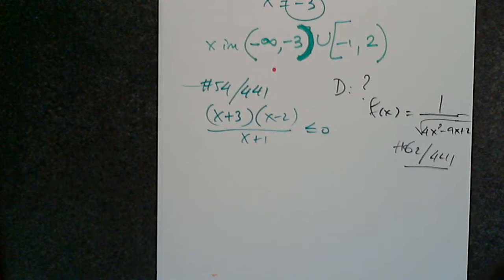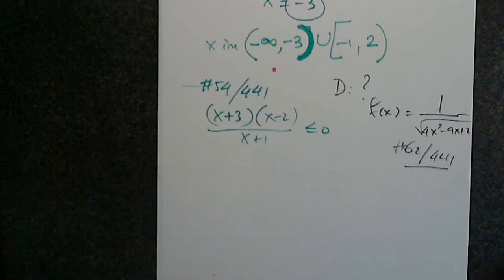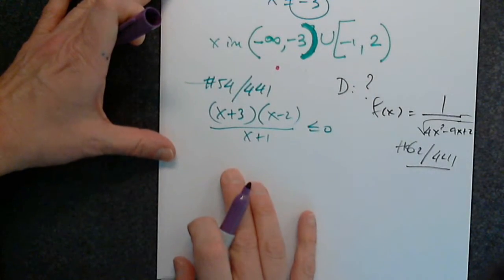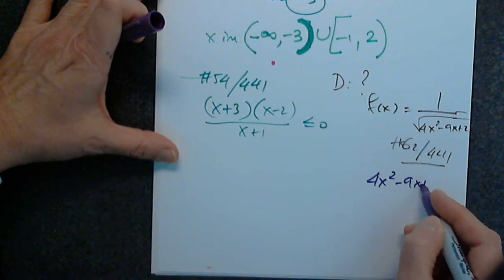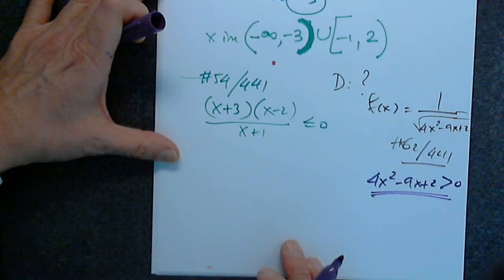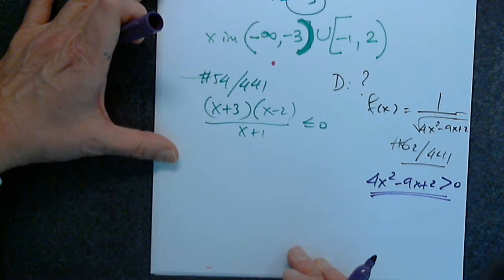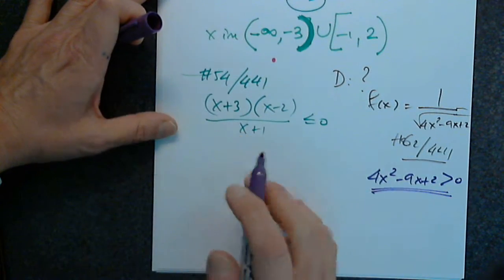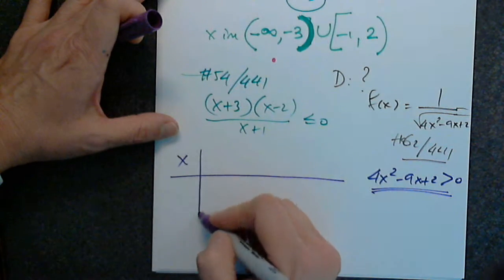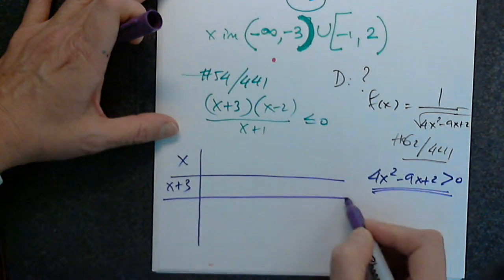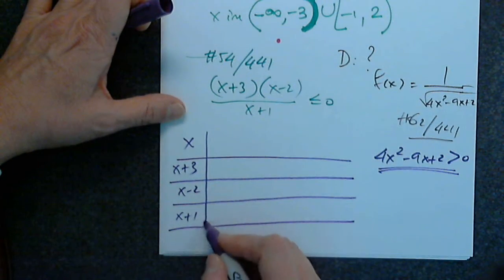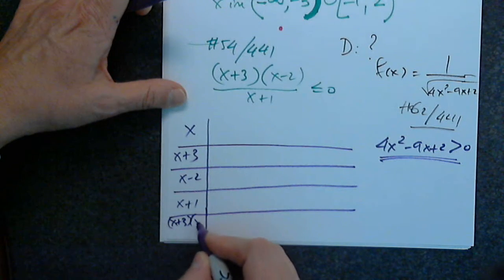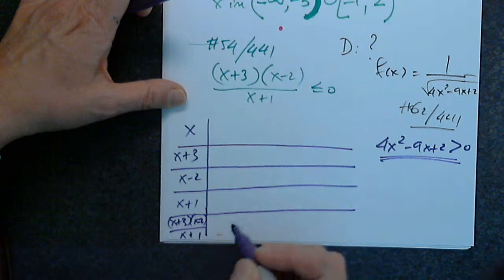Okay, so those are slightly more doable, easier to work with. So obviously, first of all, this is all factored. Here I have to factor. Here I have to write 4x squared minus 9x plus 2 strictly greater than 0, and I have to solve this, and I have to factor it first. But here it's already factored. So I have 3 factors: x plus 3, x minus 2, x plus 1, and the whole thing is x plus 3, x minus 2 over x plus 1.